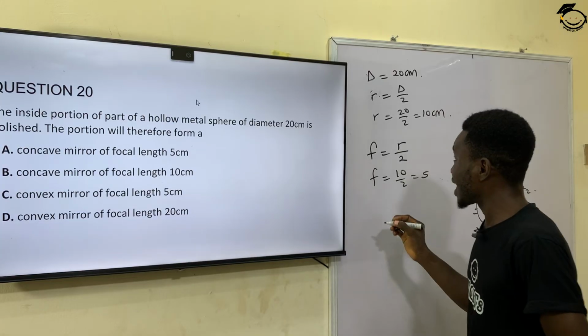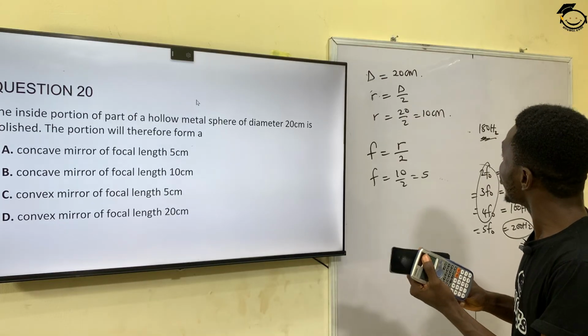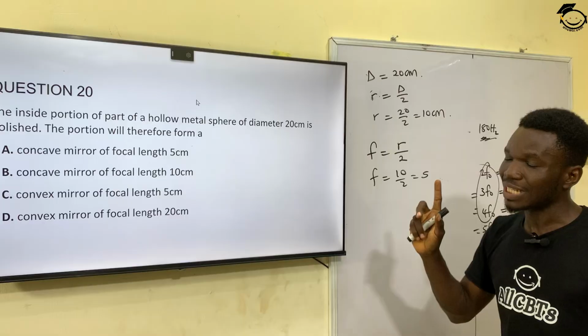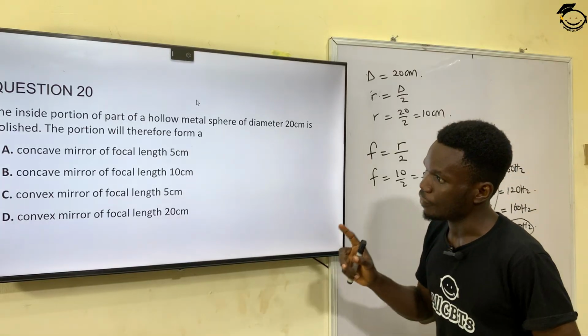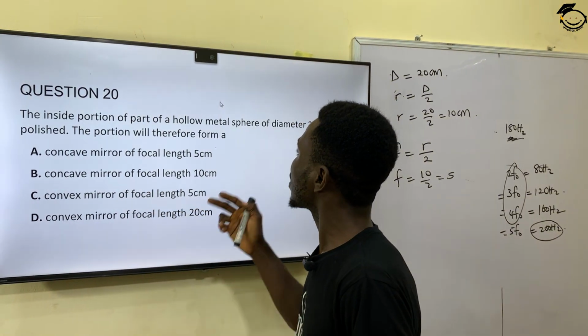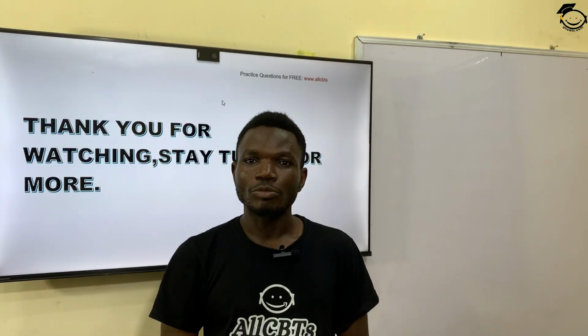5. Which means that this particular mirror that will be formed using this hollow sphere is going to have a focal length of 5 centimeters, and it's going to be concave. So the correct answer to this question is a concave mirror of focal length 5 centimeters, and that is option A.